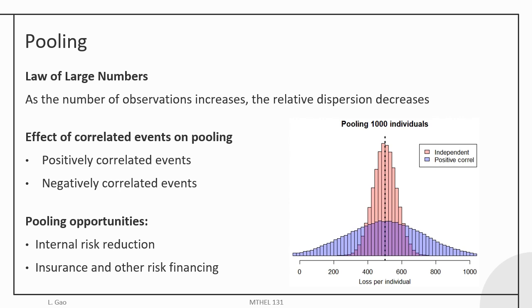Considering full sort of enterprise risk management, also the opportunity basically to combine risks across an entire organization, which can then allow us to maybe combine some speculative with pure risks and obtain those kinds of negative correlations potentially.